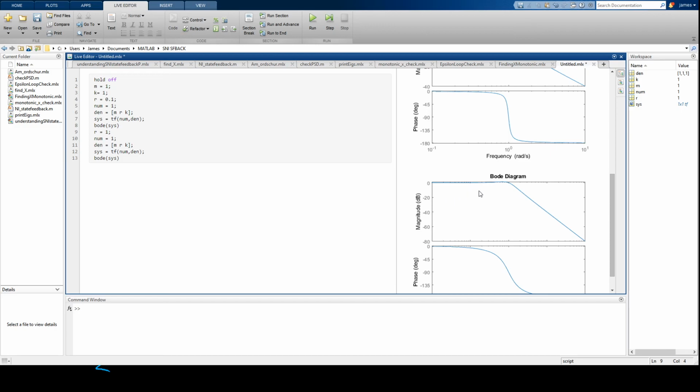And instantly, this kind of looks like a better response. Why wouldn't we want this? Hey, we've completely gotten rid of that resonant peak. We've got this nice flat area and a roll off. Sometimes you may want that.